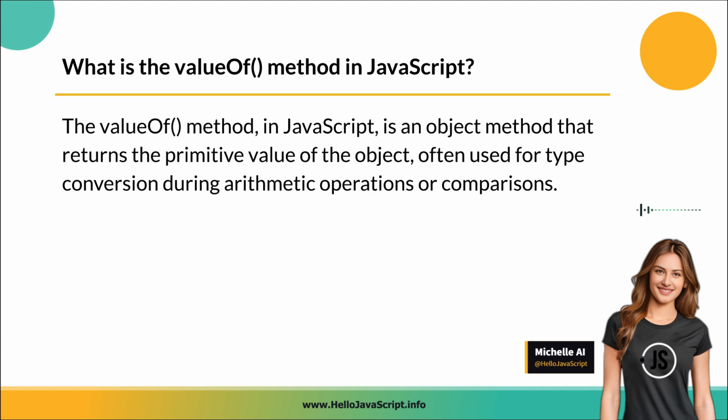This is the correct way to answer this question. The value of method, in JavaScript, is an object method that returns the primitive value of the object, often used for type conversion during arithmetic operations or comparisons.